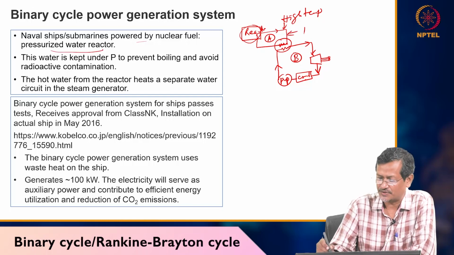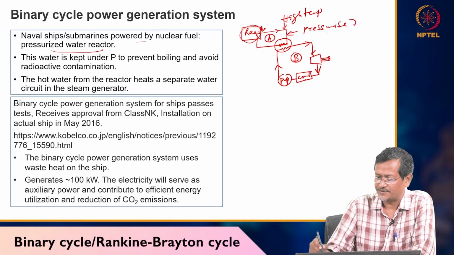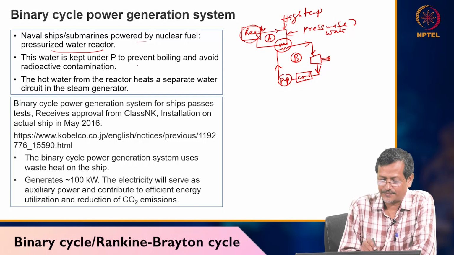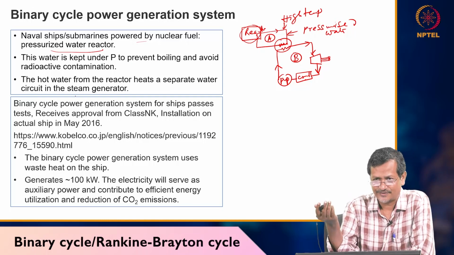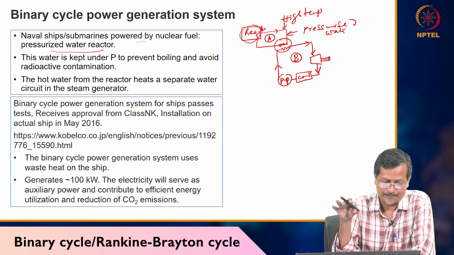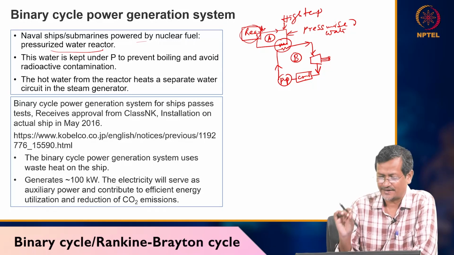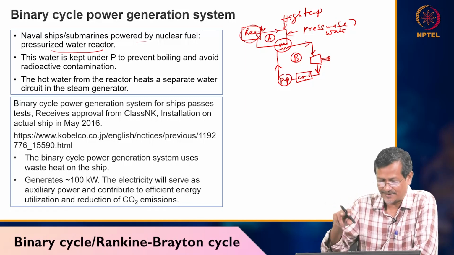So these are pressurized water, okay, and this water is kept under pressure to prevent boiling. Okay, so pressure will be very high so that no boiling will be there. Okay, in cycle or loop A, the hot water from the reactor heats a separate water circuit in the steam generator. Okay, so you have two circuit, one circuit A, another circuit B.